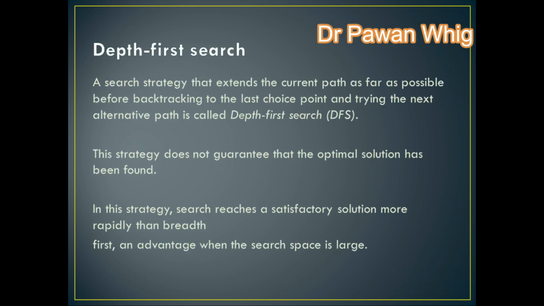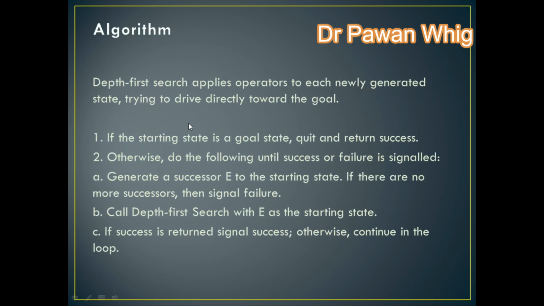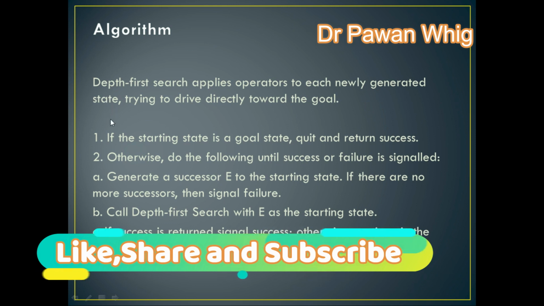Like breadth first search, there is one more algorithm, that is depth first search. In depth first search, we firstly move towards the depth, then we move back. It is based on the principle of LIFO, and this is a simple algorithm that we have to use. If the starting state is a goal state, quit and return. Otherwise, do the following until success or failure is signaled.